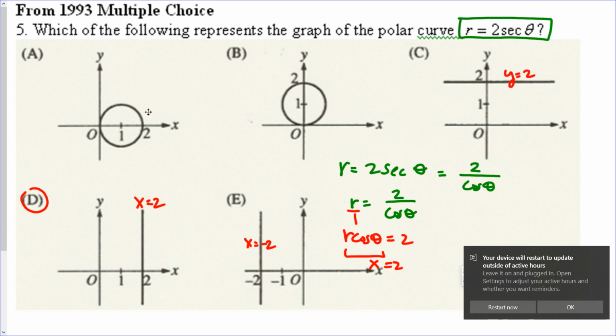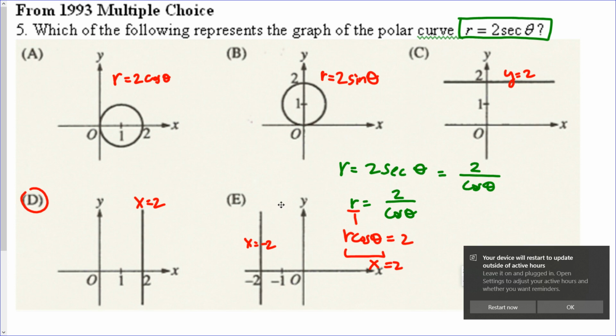Over here, you've got a diameter of 2, and this circle is straddling the x-axis. So this is going to be an r equals 2 cosine theta curve, and this one right here is a diameter of 2 straddling the y-axis. So this is an r equals 2 sine theta curve.